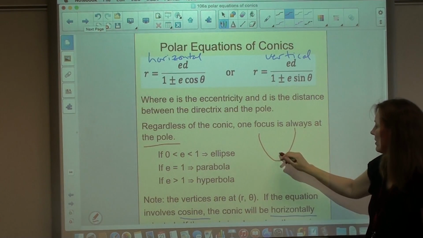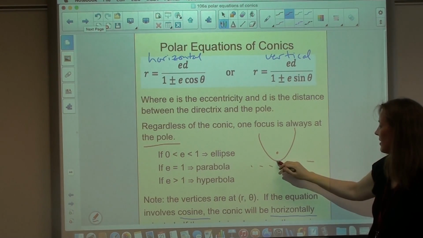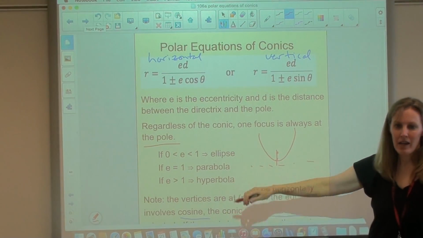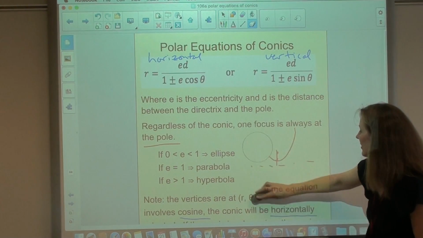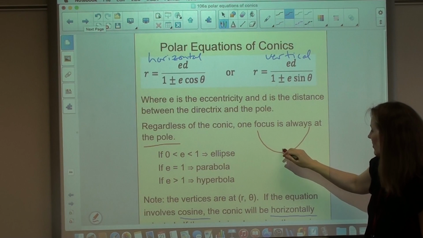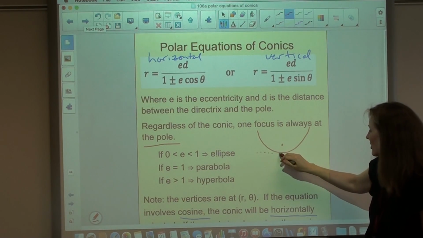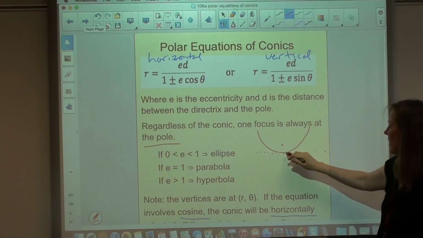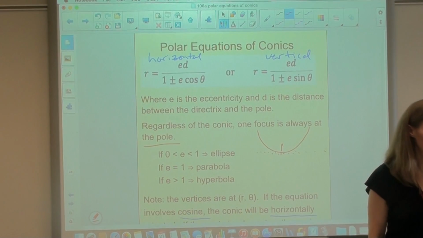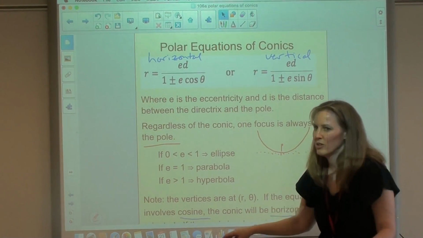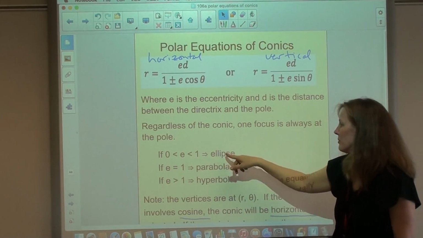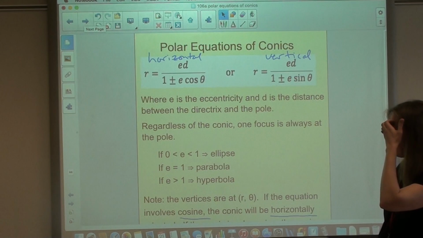If you have a parabola, there's your focus, there's your directrix, the distances are equal. And so you get an eccentricity of 1. And if you have a hyperbola, there's the focus, the directrix is really, really close. So this is bigger, this is smaller, and the eccentricity ends up being bigger than 1. You don't have to know all that, I'm just telling you. So eccentricity less than 1 is an ellipse, equal to 1 is a parabola, greater than 1 is a hyperbola.